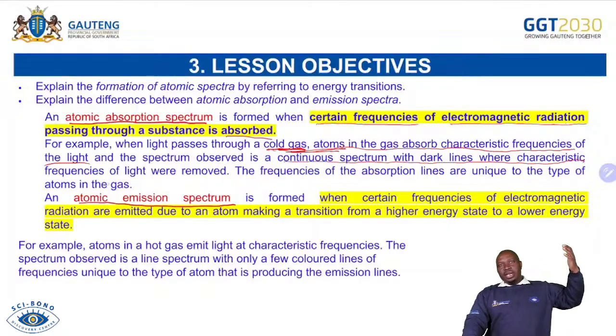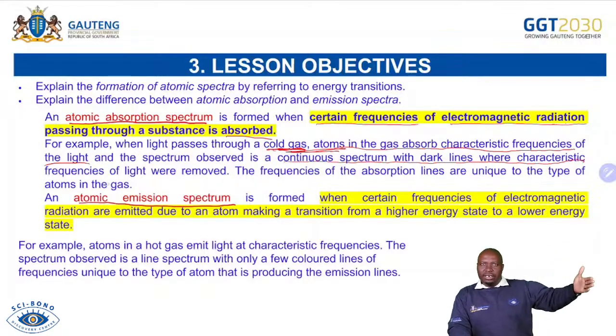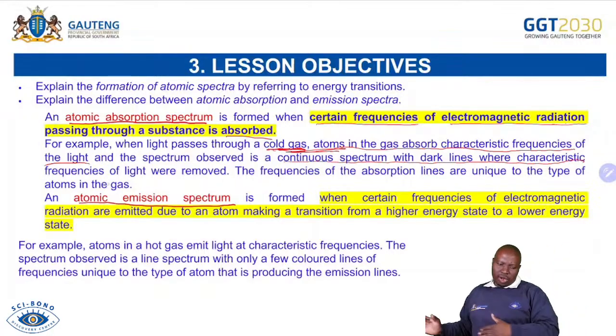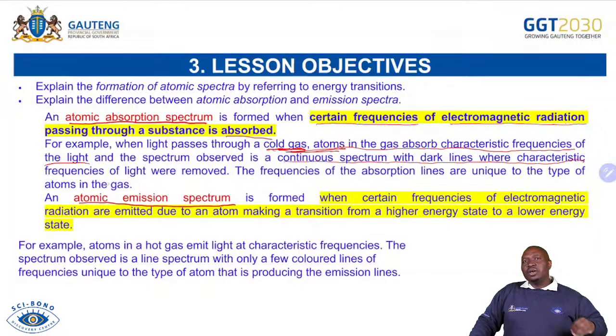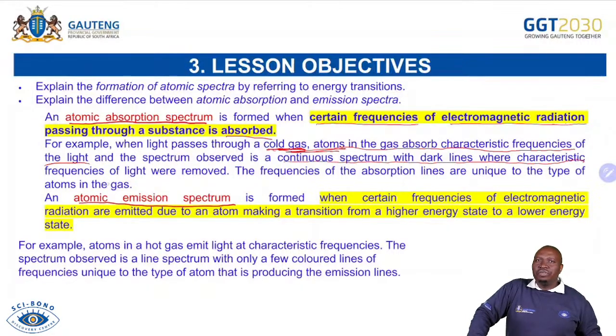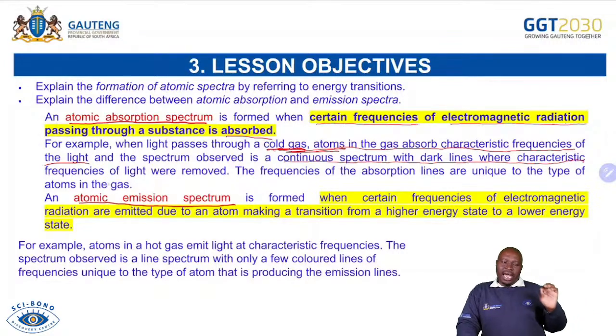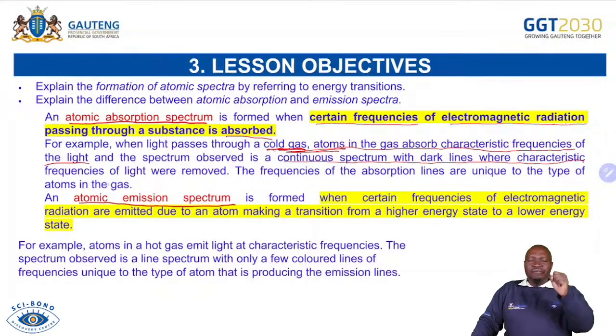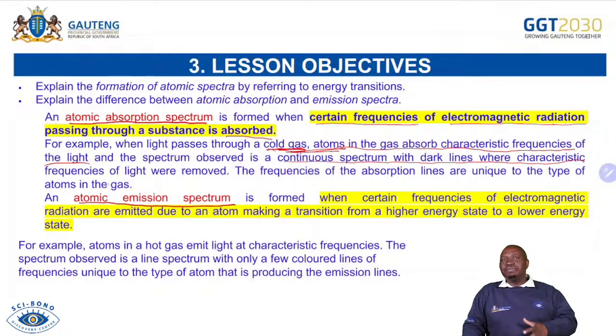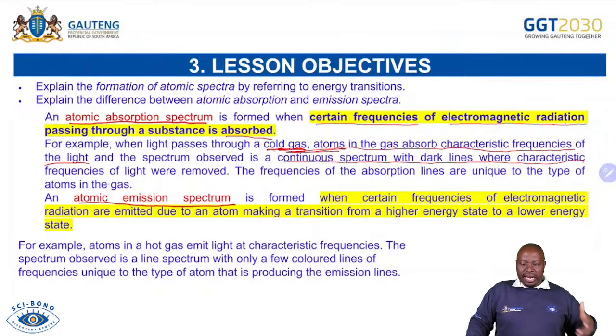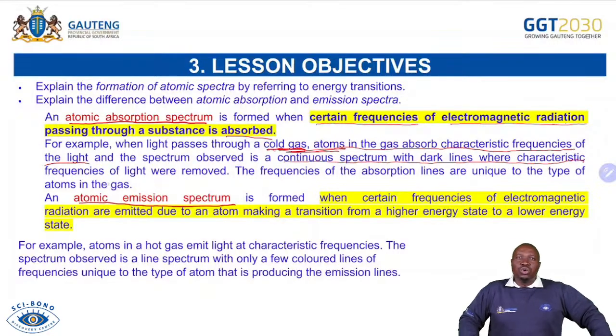So we're saying when the electromagnetic radiation passes through a cold gas, the atoms within that gas will definitely absorb certain frequencies of this electromagnetic radiation. Hence we define the atomic absorption spectrum. I'm emphasizing because these are definitions that learners don't take seriously, and when they are asked, learners are unable to respond to them.